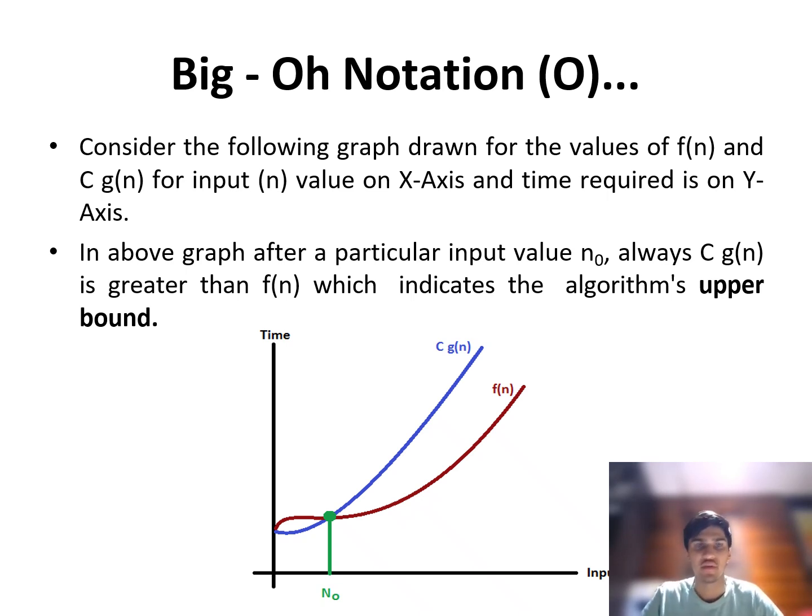Here is the graph of the big O notation. The graph is drawn for the values of f of n and g of n, for input of n value on the x-axis, and time required on the y-axis. And always g of n is greater than f of n, which indicates the algorithm's upper bound.